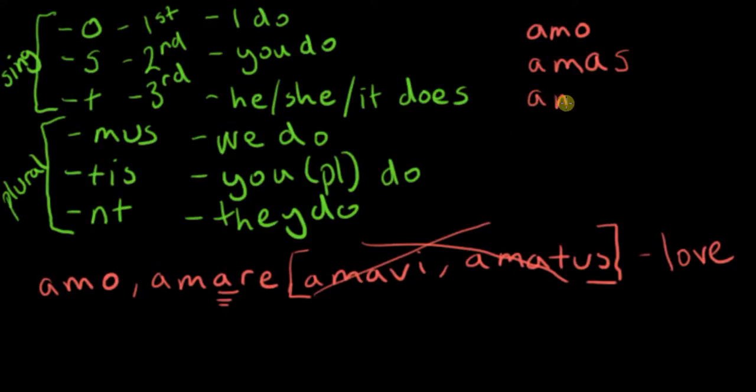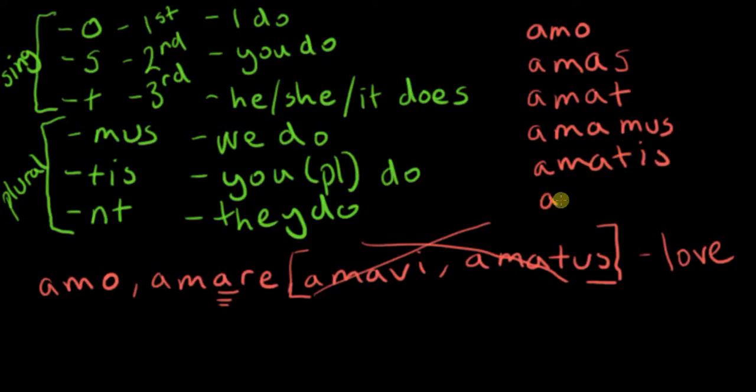Then we do the same thing in the third person. We take the root and the stem, the key letter, and we match it with the ending. And we do that all the way through. So it's "amamus", "amatis", and "amant".